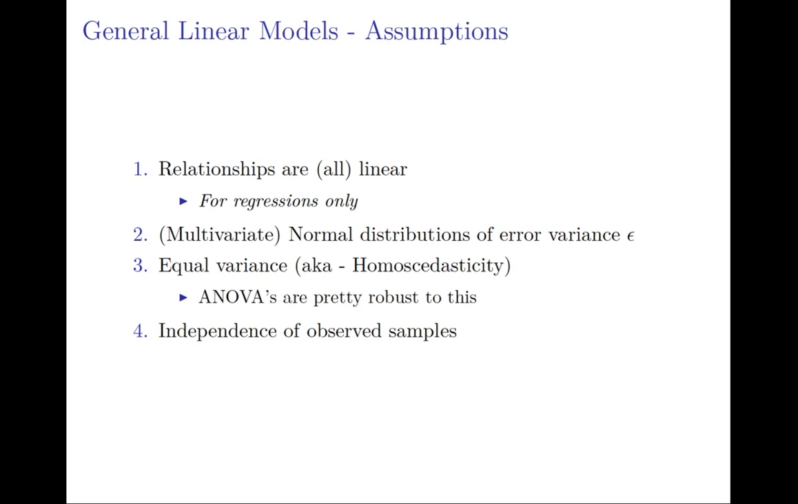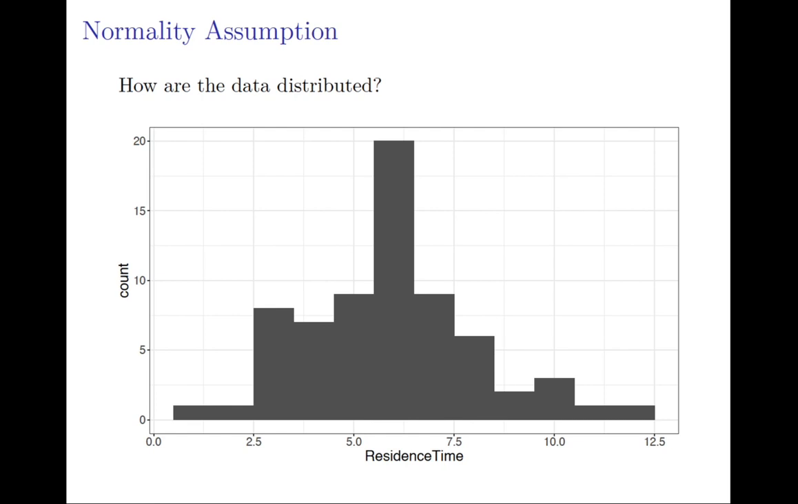So your data, the observations that you make, should have no correlation between them, so that each individual is independent. And so the normality assumption, this is something that trips people up a lot. People get really concerned about this. So first remember, it's only with your y variable, not your x variable, so your dependent variable. So here we're looking at residence time.